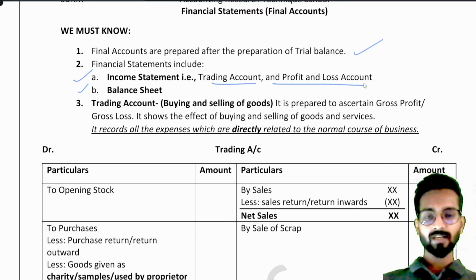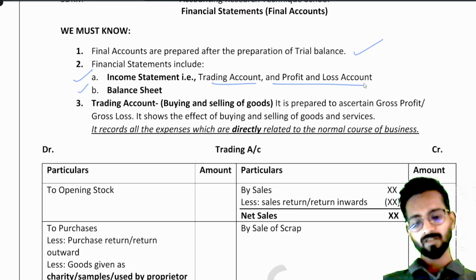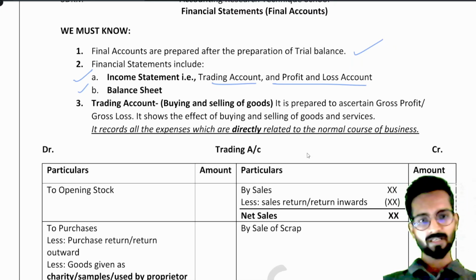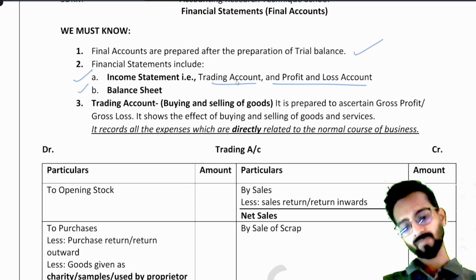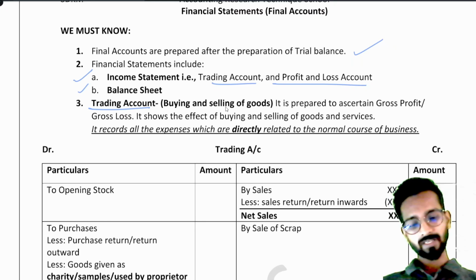See, in our schooling, we used to prepare the trading account and profit and loss account separately, but many companies prefer preparing them in one particular ledger itself. We will see that also, don't worry. Trading account and profit and loss account, then balance sheet. What is trading account? Buying and selling of goods.